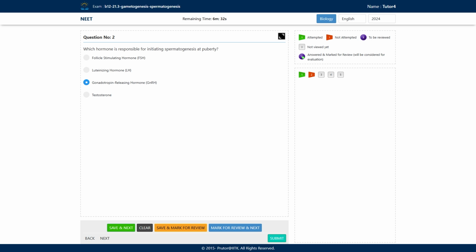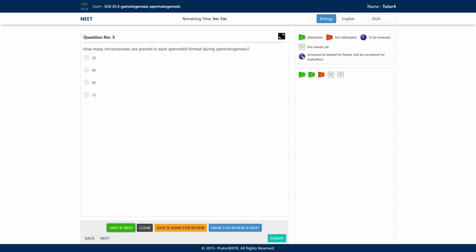Again, what happens? We have already discussed gonadotrophic releasing hormone released from the hypothalamus. This will stimulate the anterior pituitary to release FSH and luteinizing hormone. Luteinizing hormone will stimulate Leydig cells to secrete testosterone, and follicle stimulating hormone will stimulate Sertoli cells, and the secretions of Sertoli cells are very important to initiate spermatogenesis. So you can see the four options are very close to each other. All these hormones are involved in spermatogenesis. Clear? The answer will be option C here.